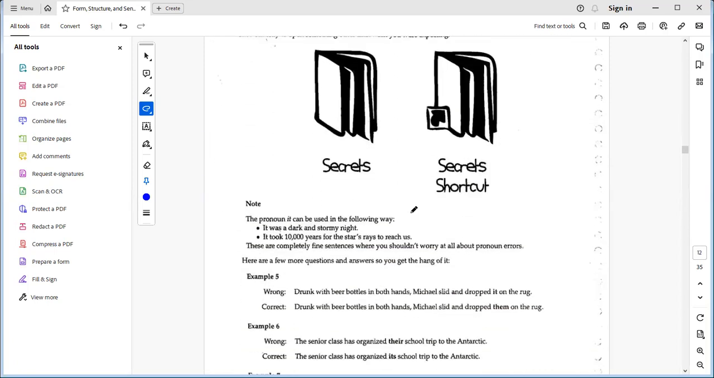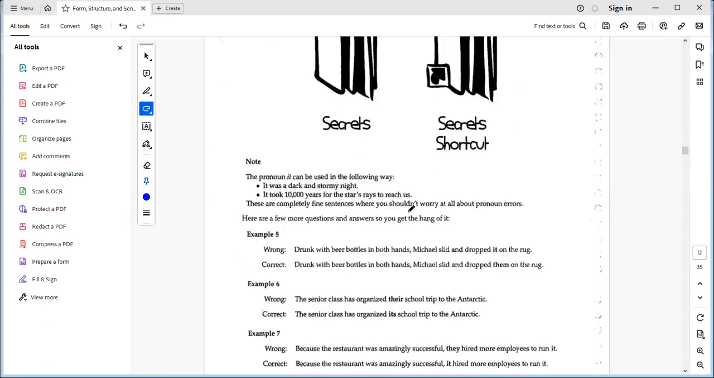Now, you know that the pronoun "it" can be used in the following way. It was a dark and stormy night. "It" stands for what? Night, and it's clear. It took 2,000 years for the star's rays to reach us. Also right. Both of these are right. Again, I'm not going to bring this in the digital set like that. I'm just clarifying the point for the pronoun.